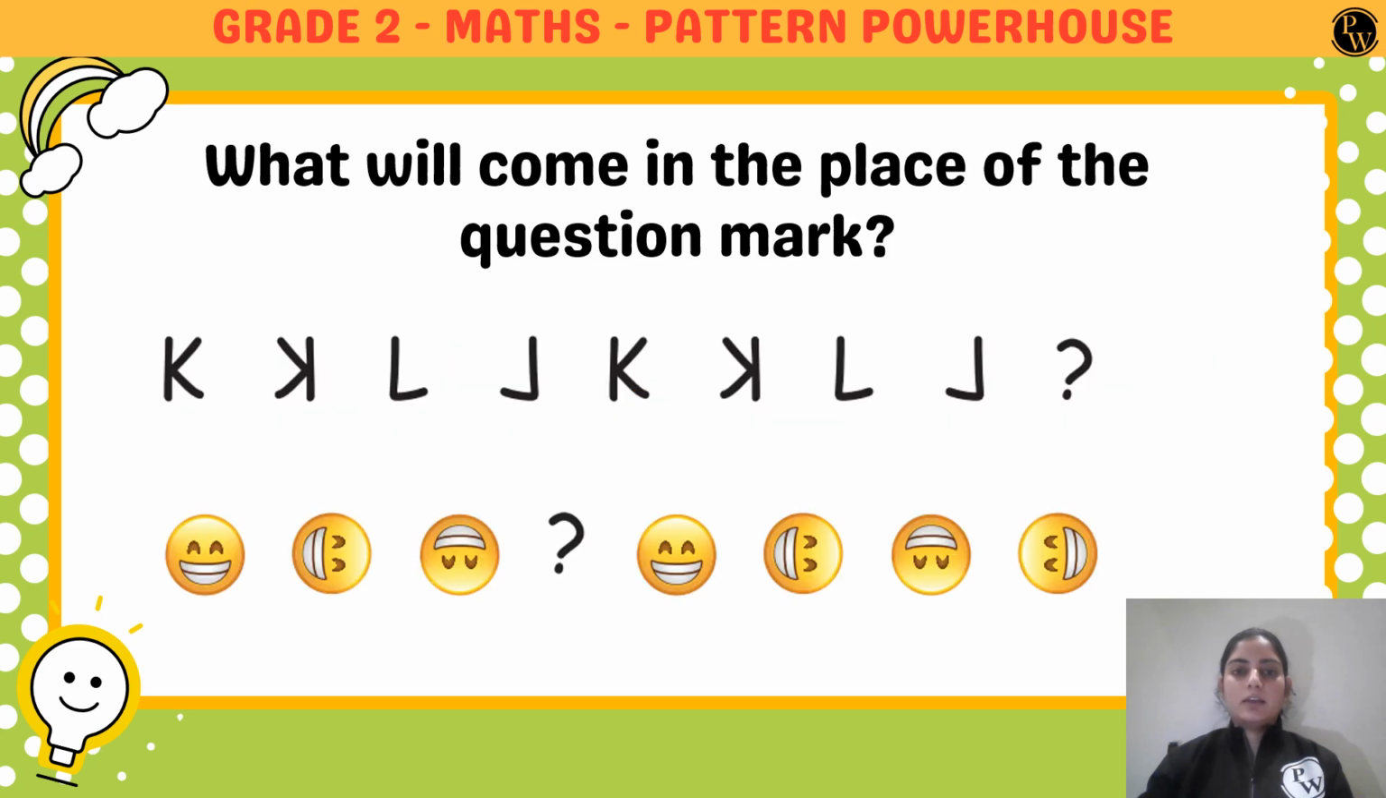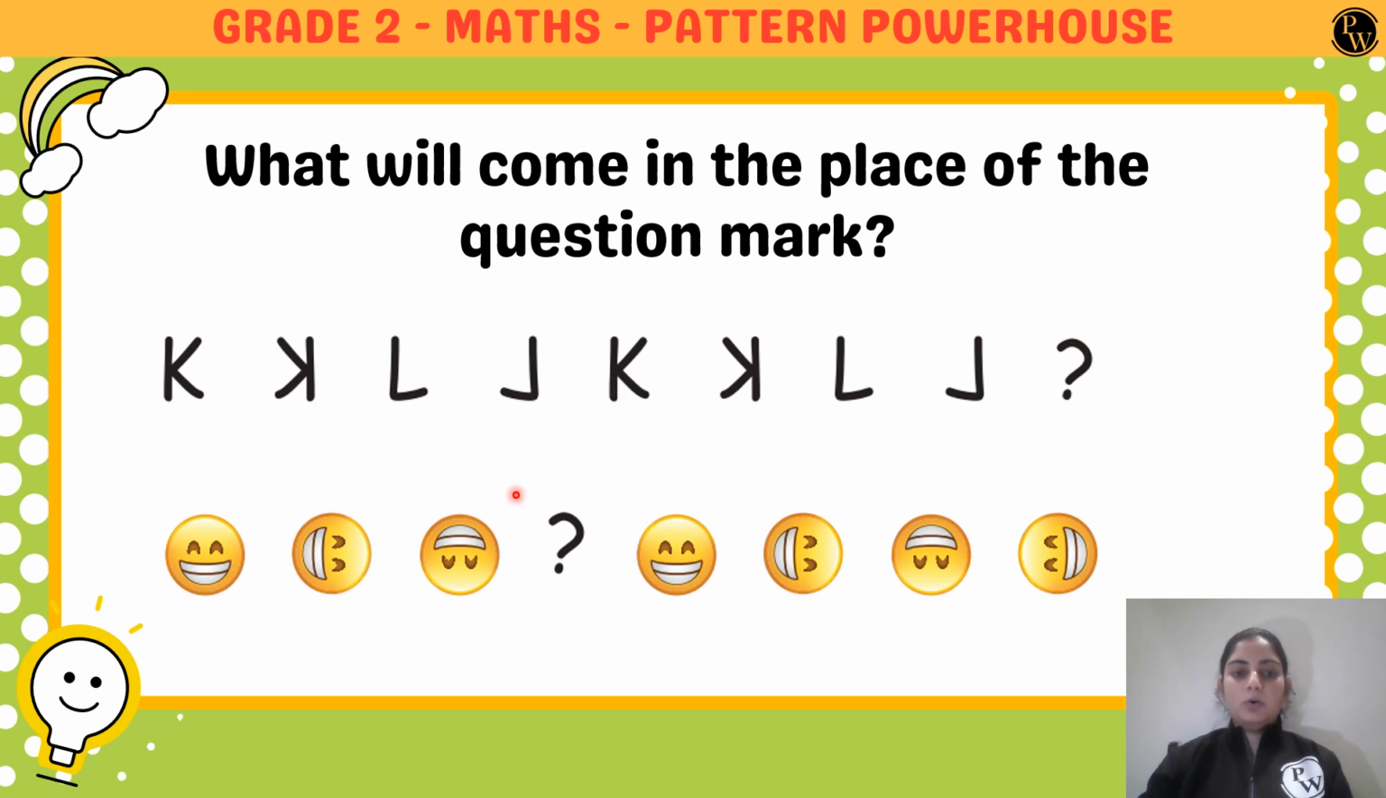Now, let's answer these two questions to reinforce our understanding. What will come in the place of the question mark here? Let's see this one first. Here we have a K, then its mirror image. Again, we have L, then its mirror image. We can see that both the letters with their mirror images are being repeated again. So after L and its mirror image, which letter should come next? That should be K. So the correct answer is K here.